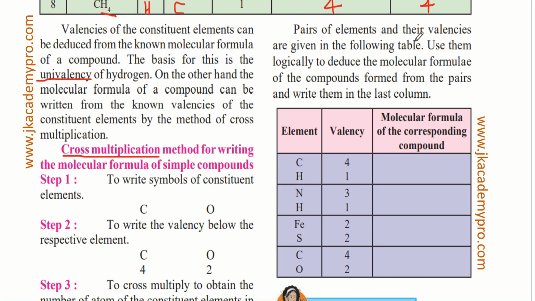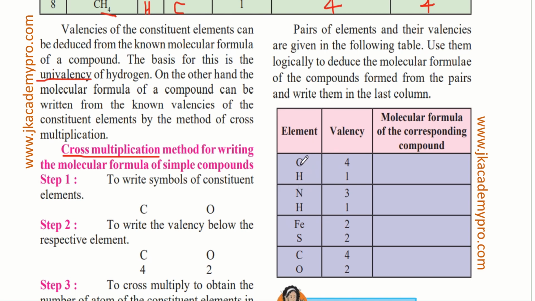Pairs of elements and their valencies are given in the following table. Use them logically to deduce the molecular formula of the compounds formed from the pairs and write them in the last column. So here they have given us various elements in pairs, and they have given us the valency of each of the elements. We have to find the molecular formula that will be formed when you combine these two elements together to form a compound.